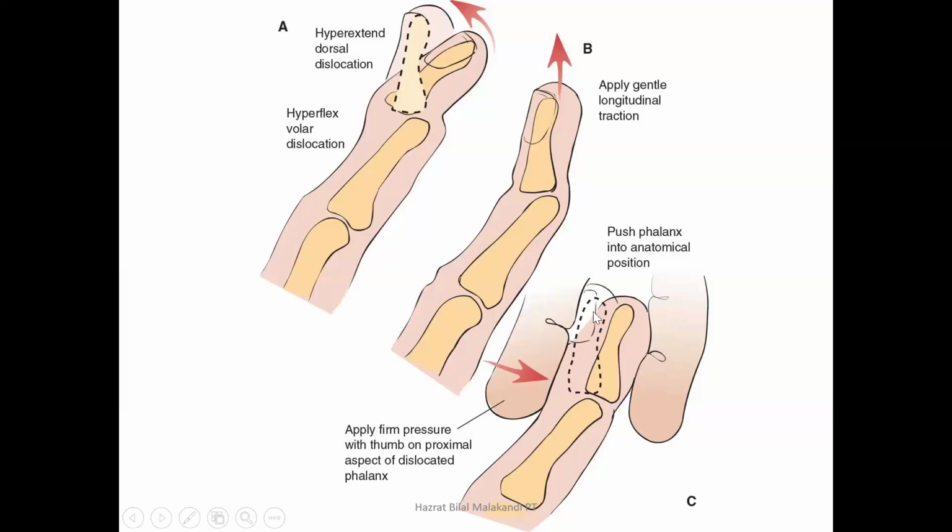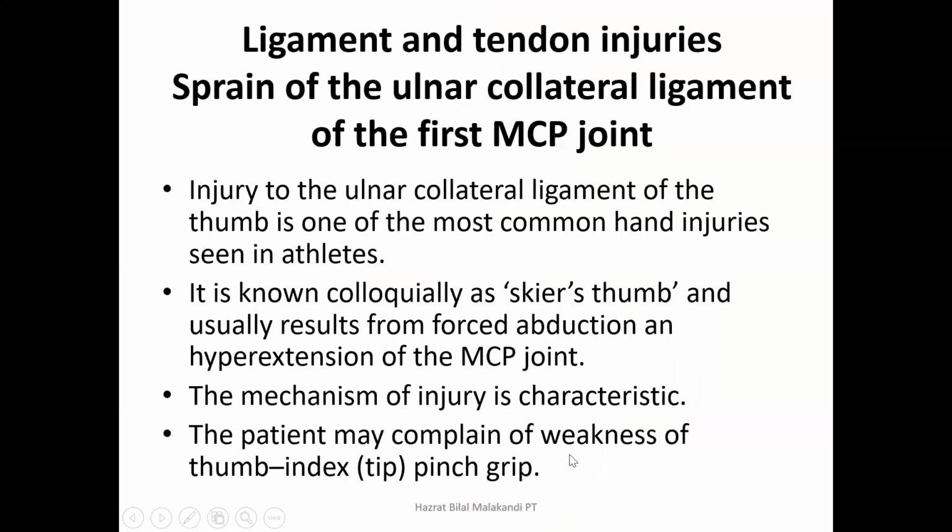we will try to push them in the anterior direction, in the other direction, which will lead to the reduction of that joint. So we will apply pressure with the thumb on the proximal aspects of the dislocated phalanx, while we will push the phalanx into an anatomical position like we can see here in this picture. So that was all about the fracture and dislocation of all the regions in the hand.